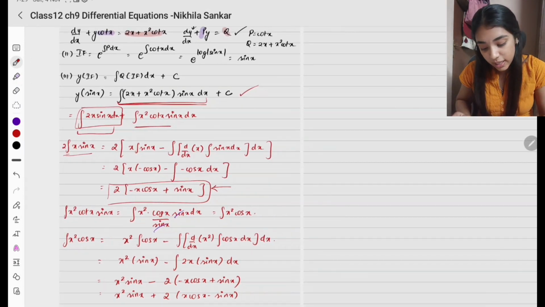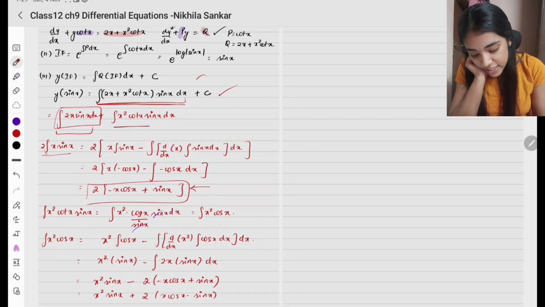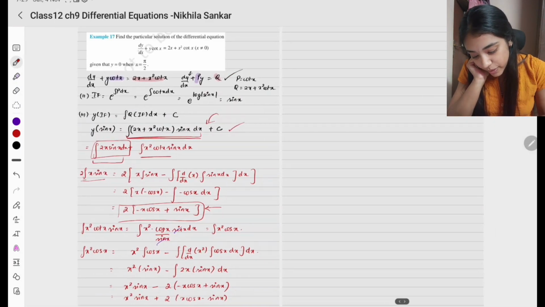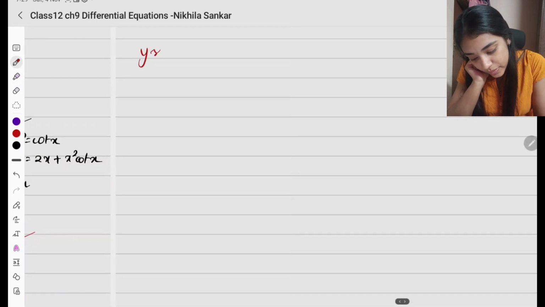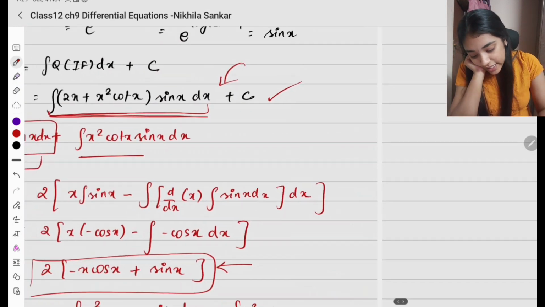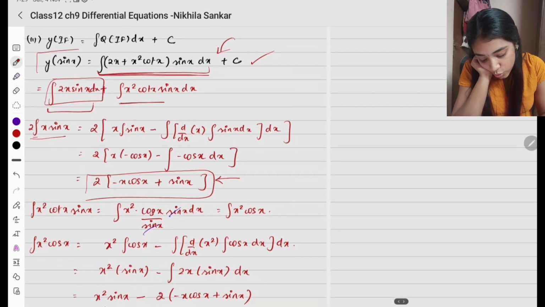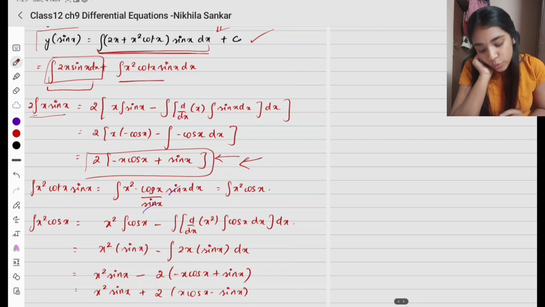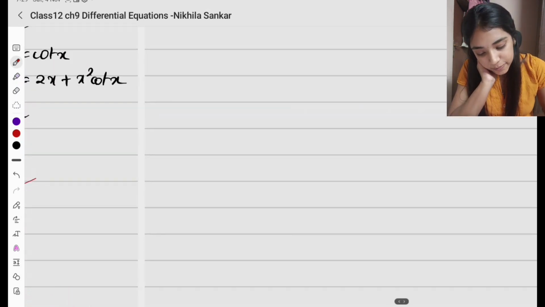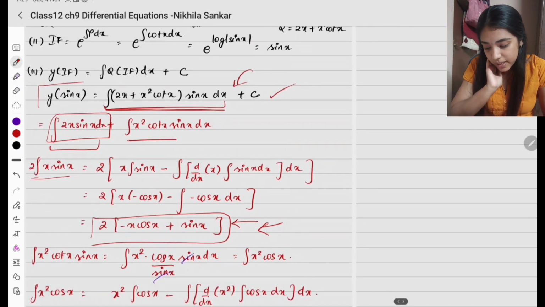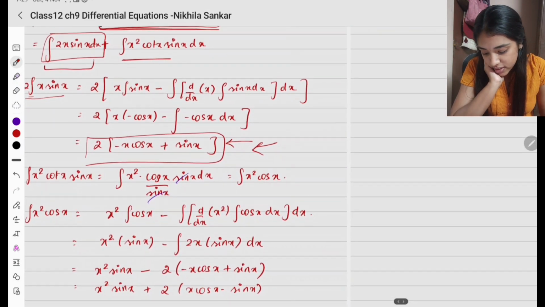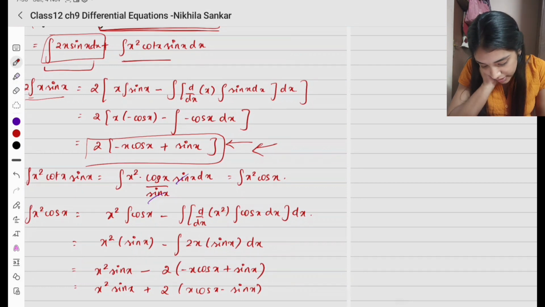Now let me club the two terms. This is my final solution. We have split the two integrals separately. So what is my final solution going to be? y sin x equals the integration of the two terms, so I'm going to add the two. I have 2 into sin x minus x cos x, plus what am I going to add? x square cot x sin x, so I'm going to add this particular term.